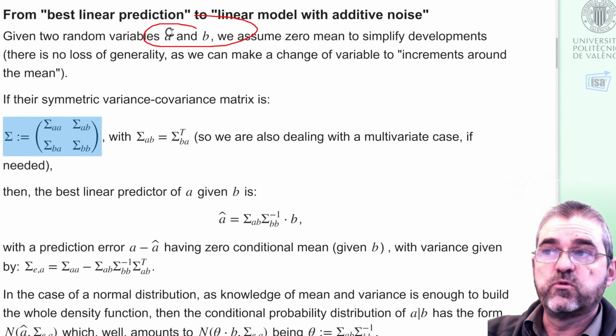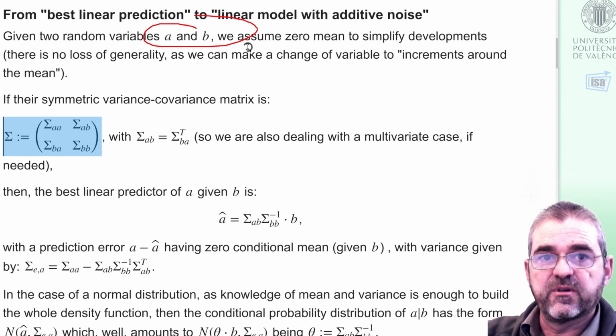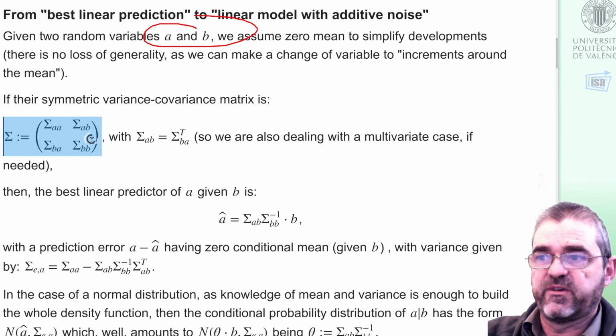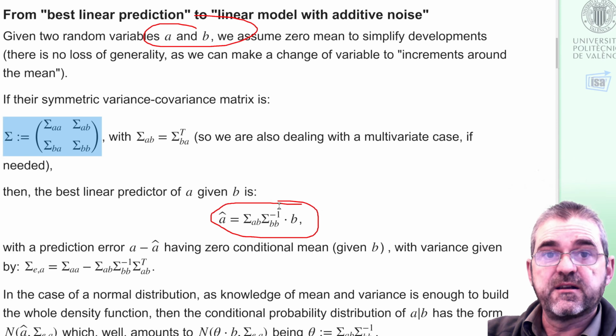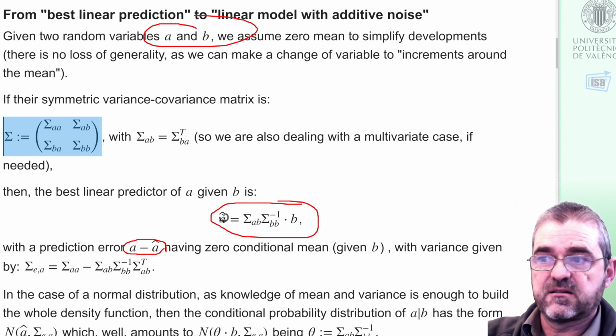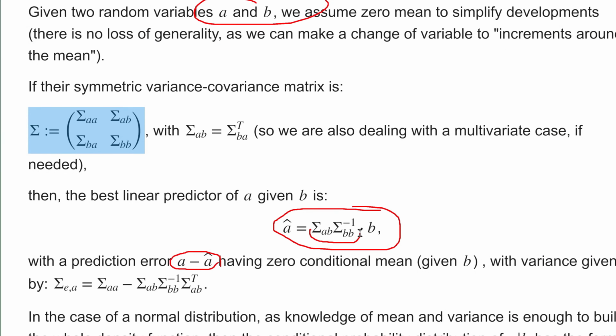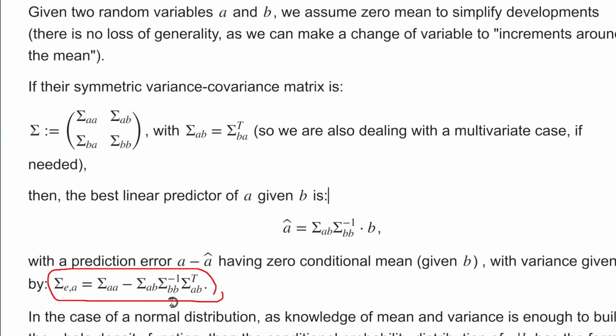If we have two random variables, we'll assume 0 mean to avoid notational clutter, but we can think of incremental variables with respect to whatever the mean is. So if we know the covariance matrix, the best linear prediction, the prediction that minimizes the variance of the prediction error, A minus hat A, is this one: covariance times inverse of variance of information, and this minimum prediction error variance is given by this expression.